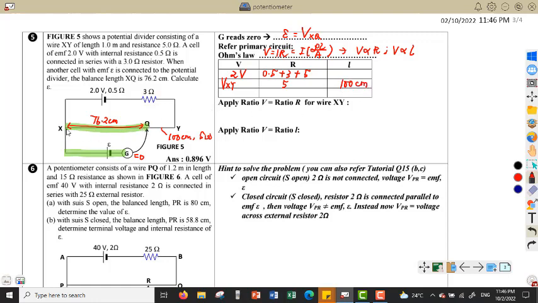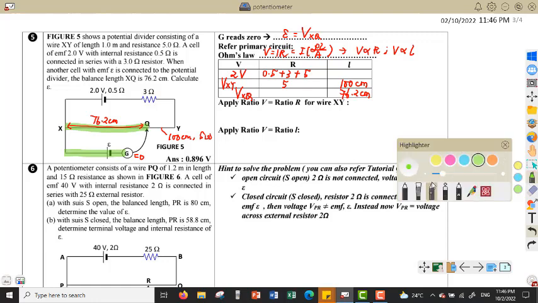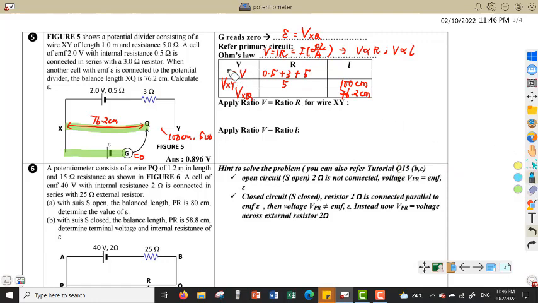Then we focus on the balance length only. The voltage across the balance length we denote by VXQ. The balance length is 76.2 cm. First we have to determine the voltage across the whole wire. To do that, we relate the voltage with the resistance in the primary circuit.